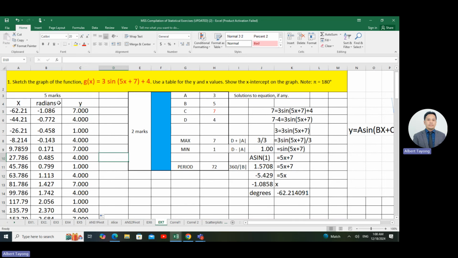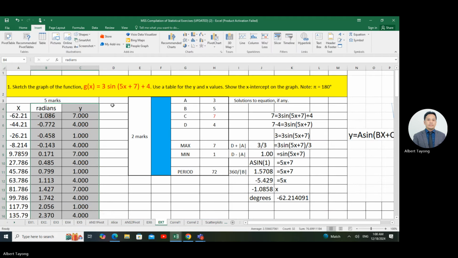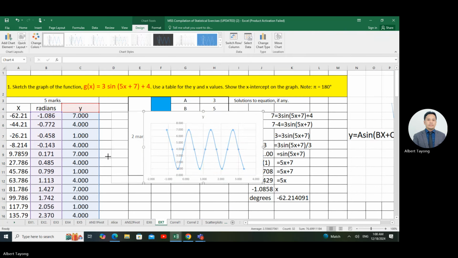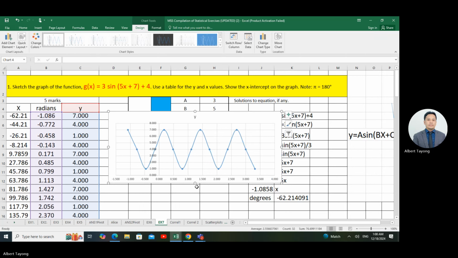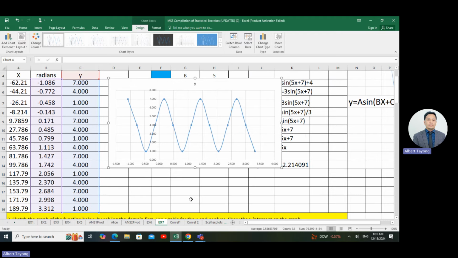So now you select the last two columns. Insert this one here, scatter plus the second one. Okay. So this is our graph. And one period is from here to here, or from here to here. Or from here until here. That is one period.